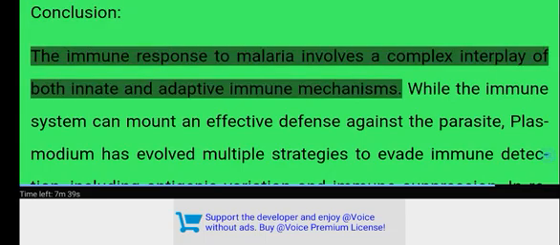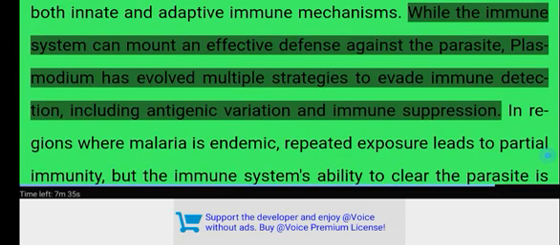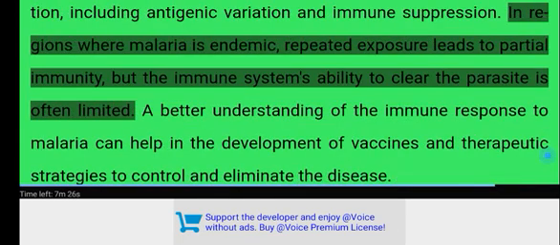Conclusion. The immune response to malaria involves a complex interplay of both innate and adaptive immune mechanisms. While the immune system can mount an effective defense against the parasite, Plasmodium has evolved multiple strategies to evade immune detection, including antigenic variation and immune suppression. In regions where malaria is endemic, repeated exposure leads to partial immunity, but the immune system's ability to clear the parasite is often limited.